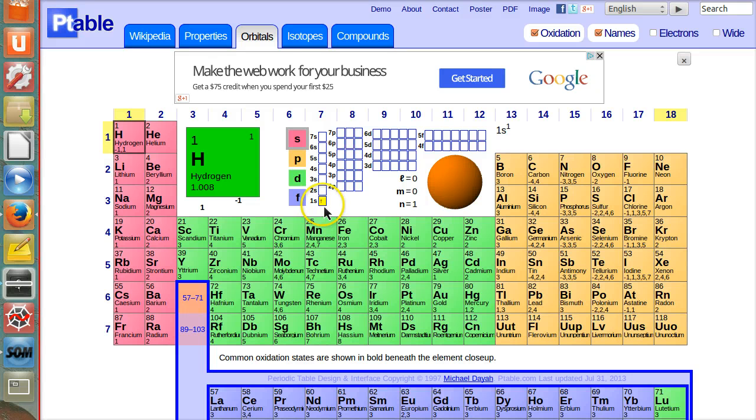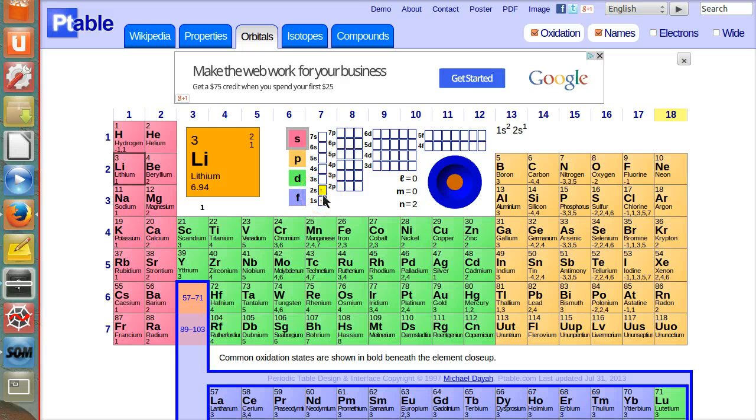Now let's see what happens as we move across the table. Right now I'm in hydrogen. You'll notice there's a little arrow in this box that says 1s, and that little arrow represents an electron. Right now there's an electron in the first energy level. If I move to helium, I'll see that there are now 2 electrons in that first energy level. And if I move to lithium, I'll see that there's 1 electron in the second energy level.